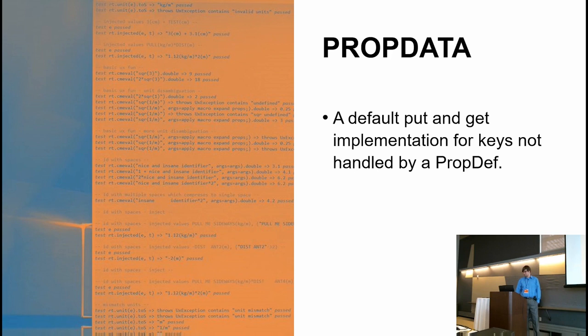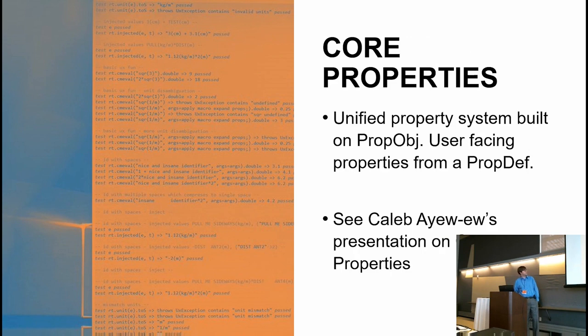The next thing I want to talk about is core properties. This is a unified property system that we built on prop objects. It's user-facing, and the properties come from a prop definition. Caleb is going to give a really awesome presentation on this, so I highly recommend you go check it out if you're interested in core properties. Core properties basically encapsulate a lot of other property systems you might know about, like animation properties, quick properties, things like that. So Caleb is going to talk a lot more about that one. There's a lot to it, and a lot to be learned.